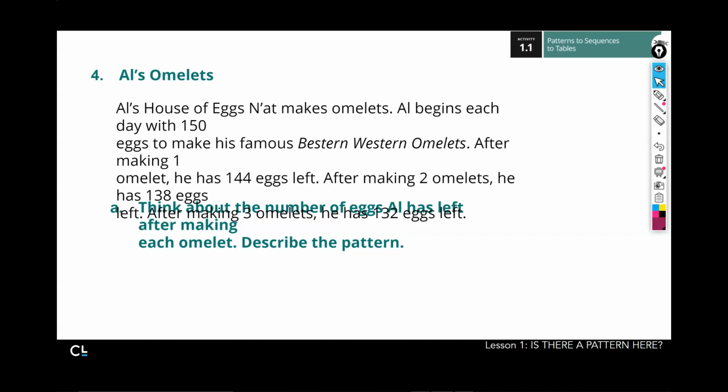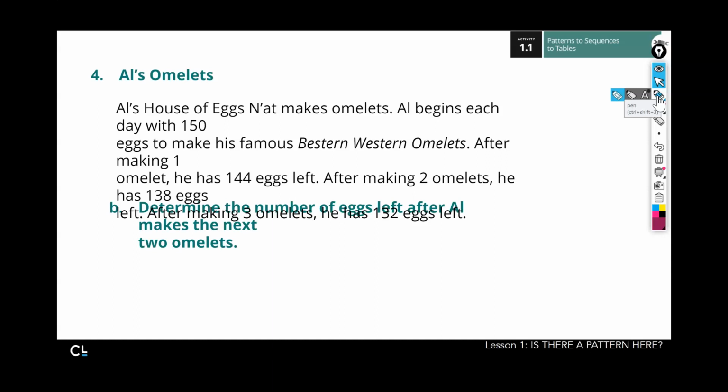My slide's a little mixed up. After making 3 omelets, he has 132 eggs left. Think about the number of eggs Al has left after making each omelet. Describe the pattern. So if you notice, we're going from 150 to 144. So he's using 6 eggs for 1 omelet. Let's see what else we can discover.